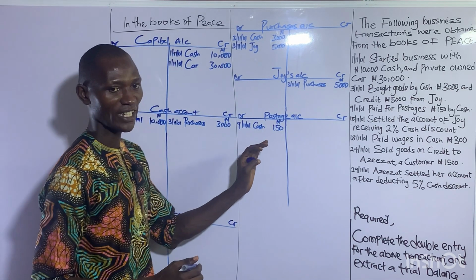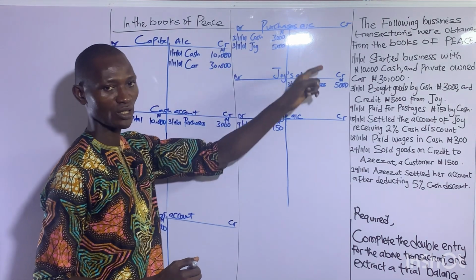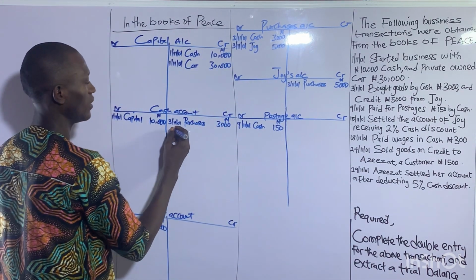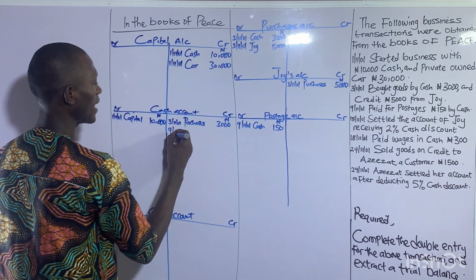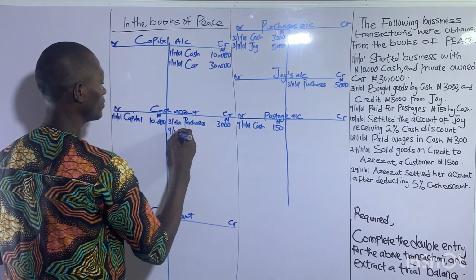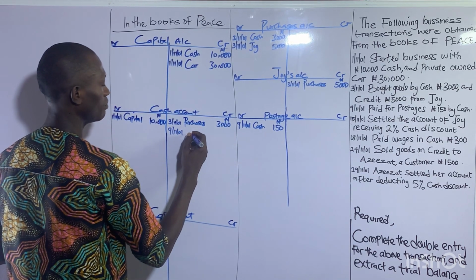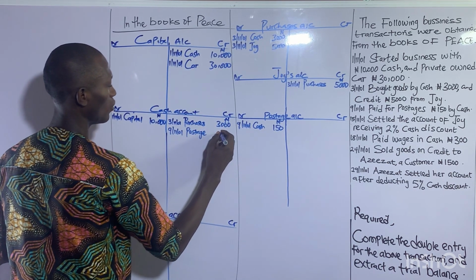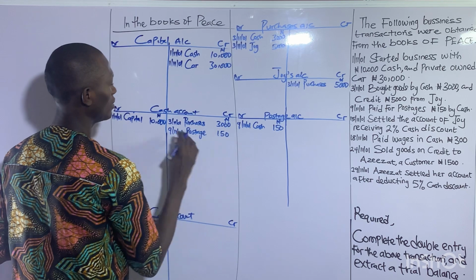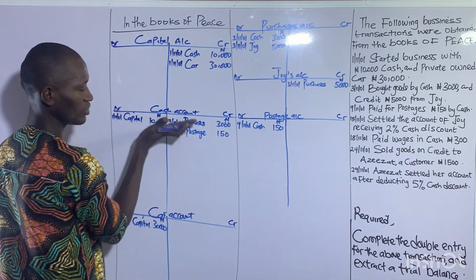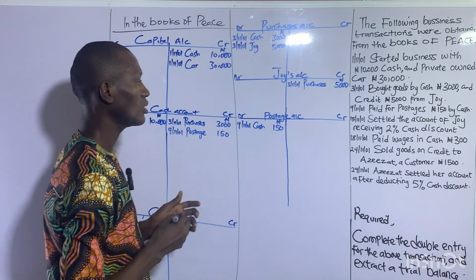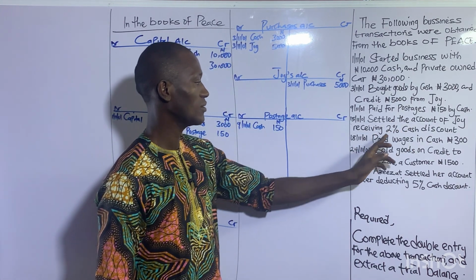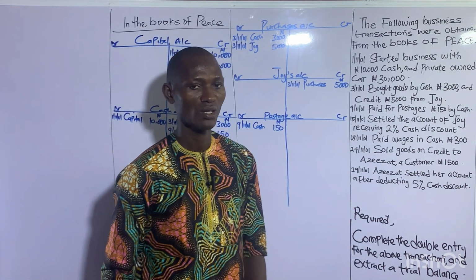Then for every debit entry, there must be a corresponding credit entry, and that's in cash account. So let's credit cash now. That's the same date, 9/11/01. The particular is postage. That was what we paid cash for, and that's 150. So we paid postage by cash. That's what it means. Then 15/11/01, settle the account of Joy, receiving 2% cash discount.